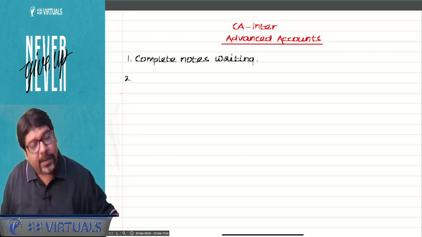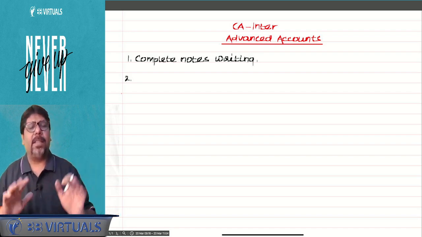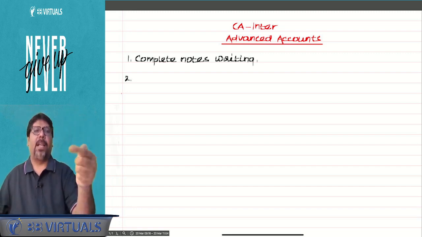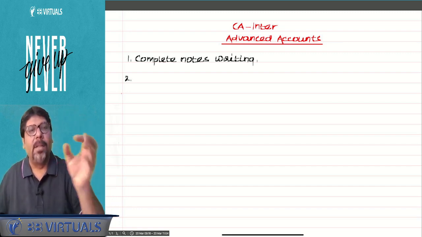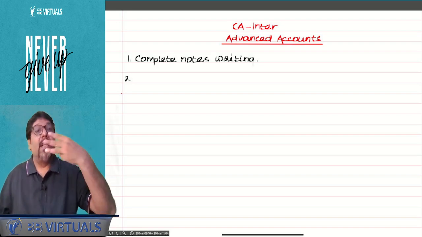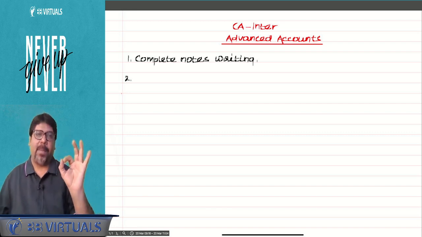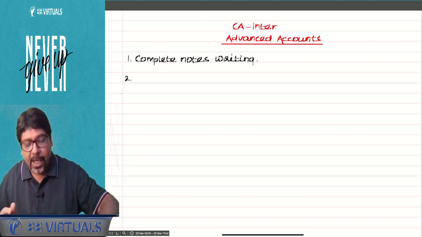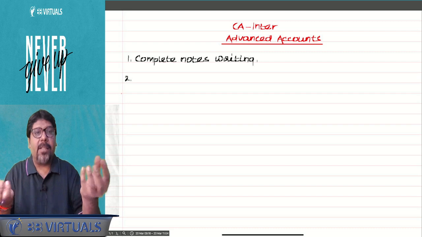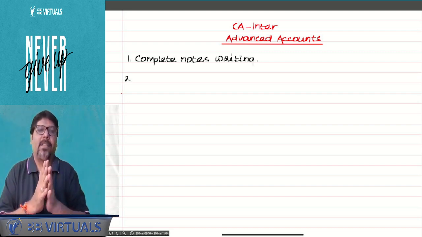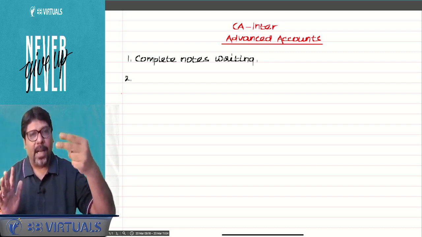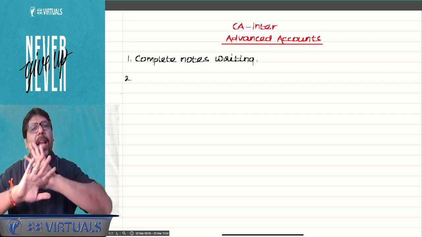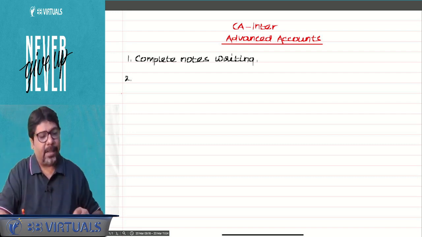What will we solve? The Institute of Chartered Accountants has 4 publications. Number 1, ICAI study material. Number 2, model test papers. Number 3, revision test papers. Number 4, past examination questions. You would get a book consisting of all these questions. Everything will be covered in the class.